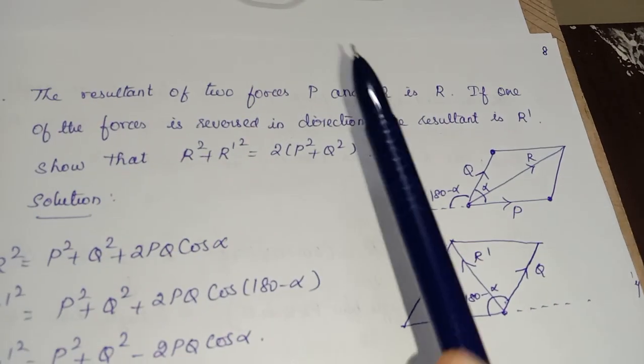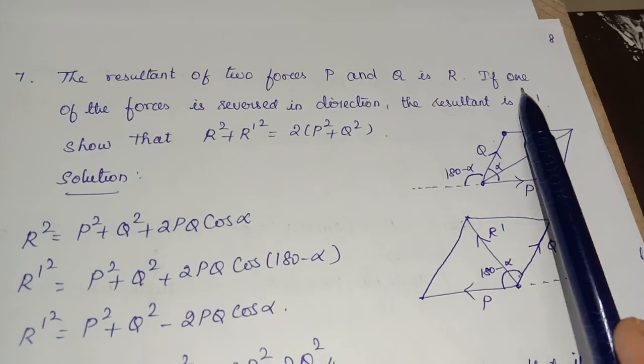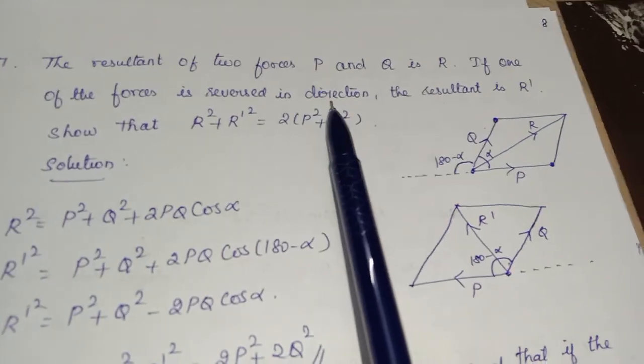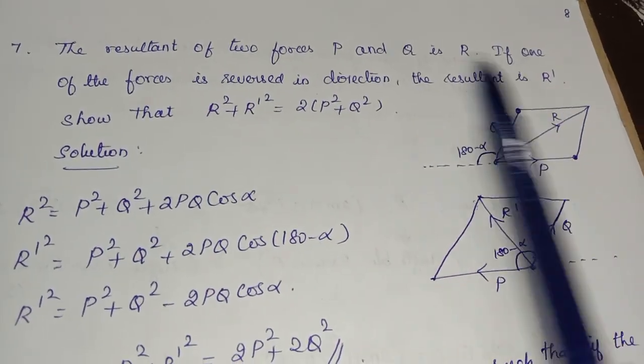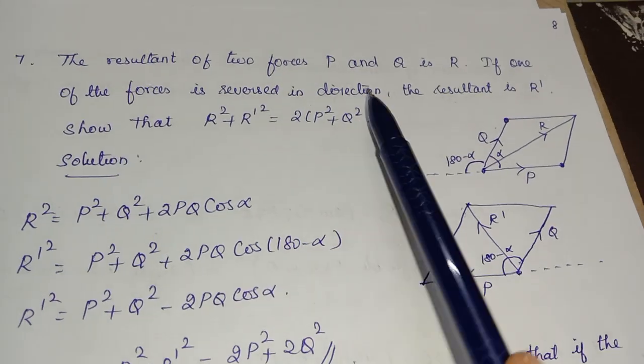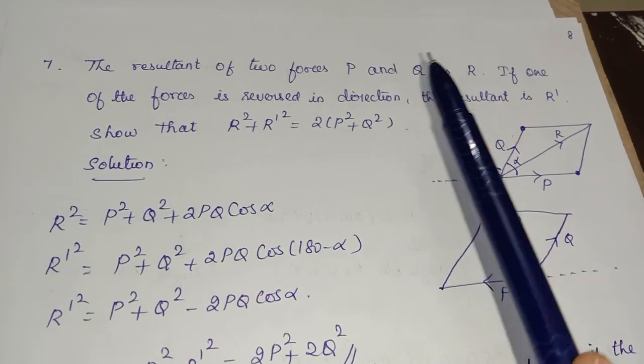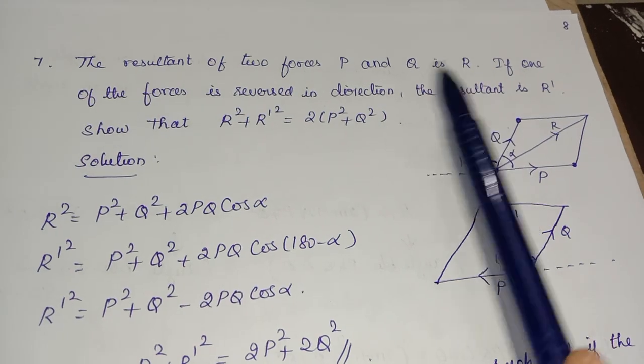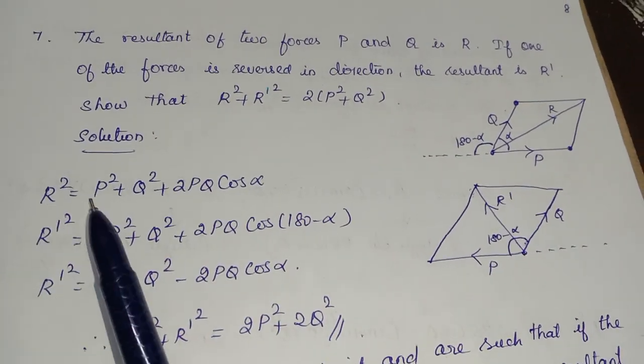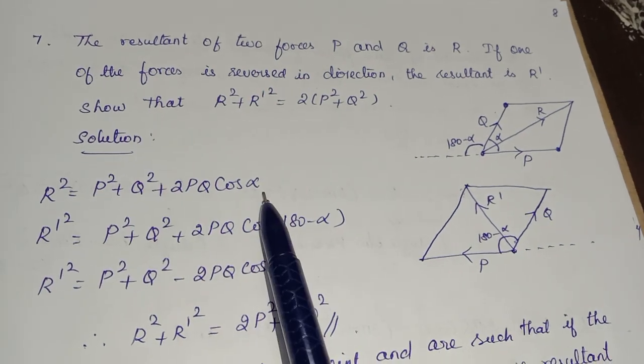Okay, next problem. The resultant of two forces P and Q is R. If one of the forces is reversed in direction, the resultant is R dash. We want to prove this result. So see, first let me write R. Let us take they are acting at an angle alpha. So what will be the case? R square equals P square plus Q square plus 2PQ cos alpha.